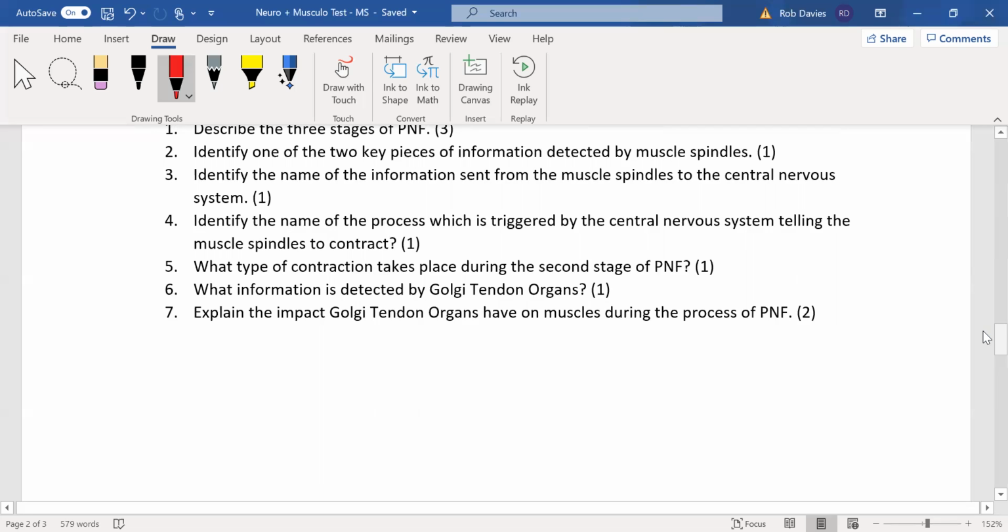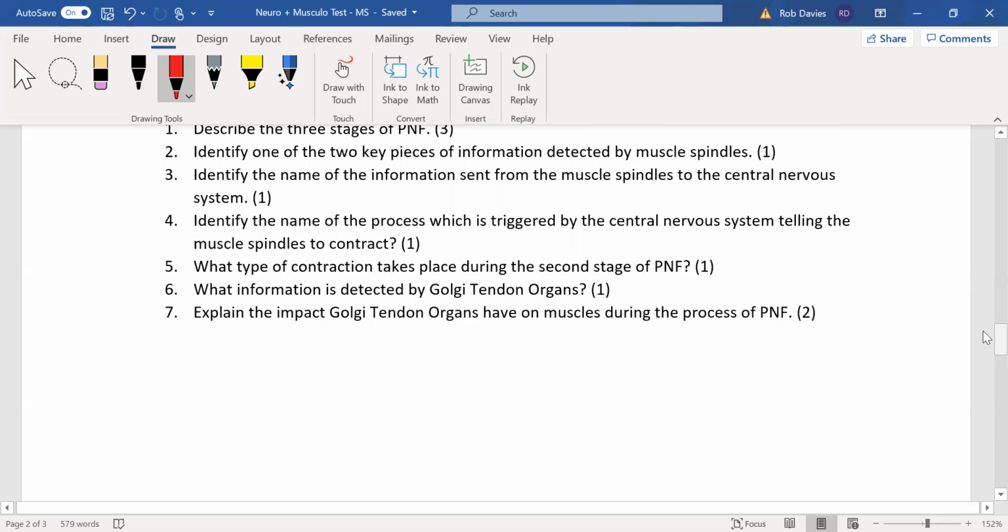So there's a couple of key bits of information here. There's an inhibitory signal sent to the brain, which overrides the signal from the muscle spindles. That then causes the muscle to relax.